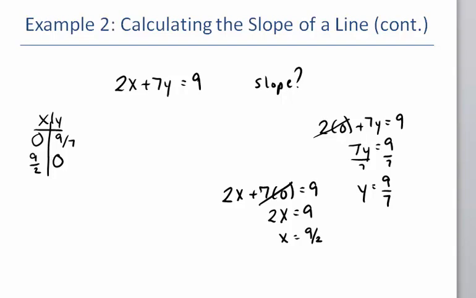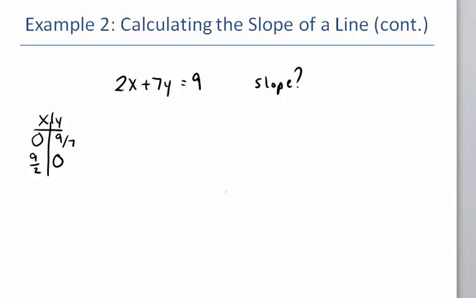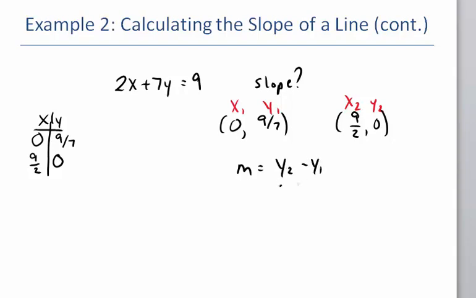So now we have our 2 points, and so we need to calculate our slope. All right, so our points are (0, 9/7). That is the x1 and the y1. And we have (9/2, 0), and that is the x2 and the y2. So we will plug into our slope formula. On the top we will have y2, which is 9/2, minus y1, which is 9/7.